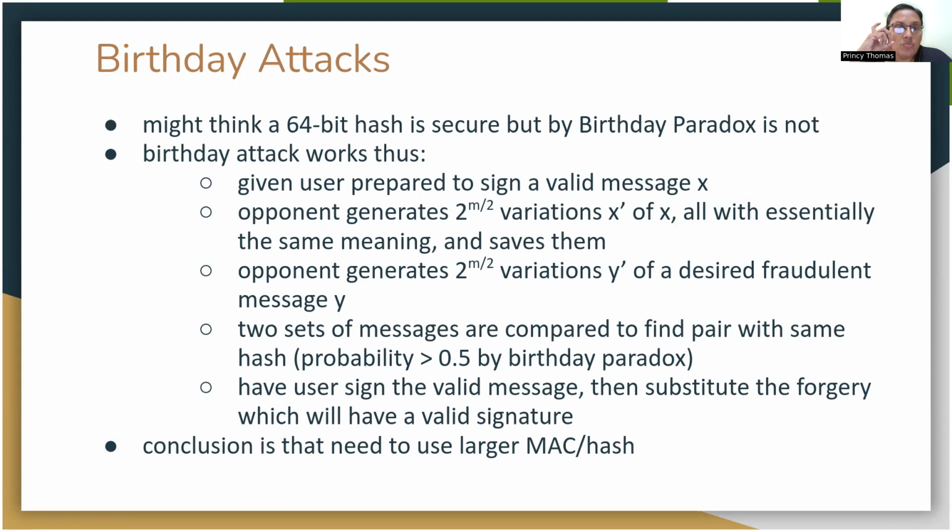Now what the birthday attack says is that if we compare these two sets of messages, X' and Y', there is a probability greater than half that there will be an X' and a Y' which have got the same hash. So we have the user sign the valid message, then substitute the forgery with the valid signature. And the conclusion is that 64 bits is not enough. We saw earlier that even 160 bits is many times not enough. So we need bigger values.